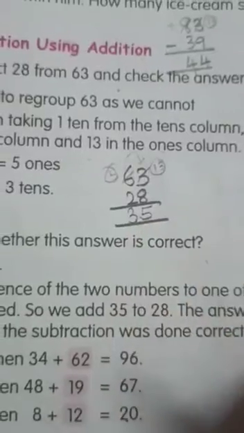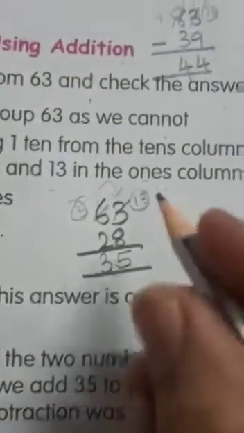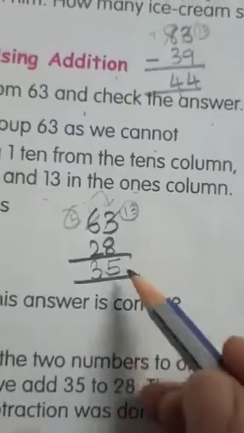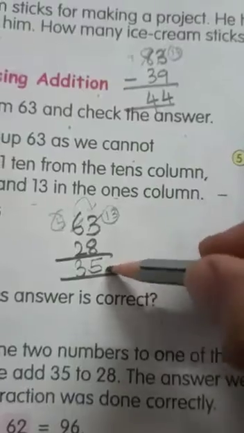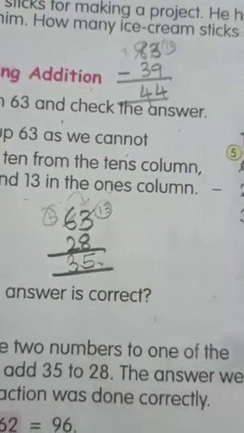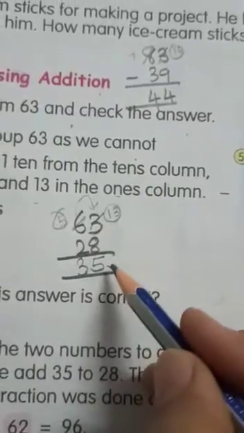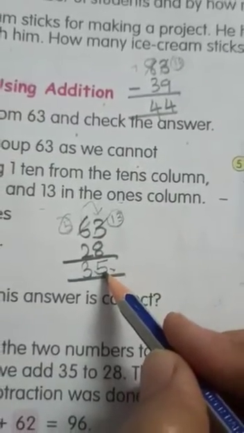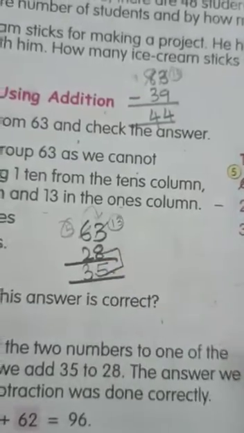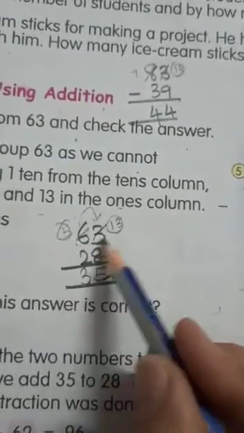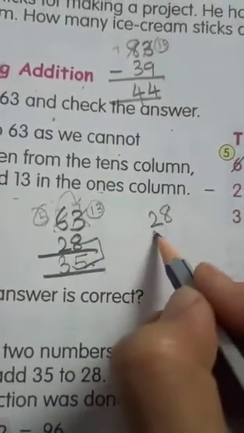Now how do we check this answer is correct? So the method is very simple. We will add the difference of two numbers to one of the numbers we subtracted. So we have subtracted 28 from 63 now. So we should add this difference to 28 to find whether we are getting this number or not. So let's add 28 and 35.